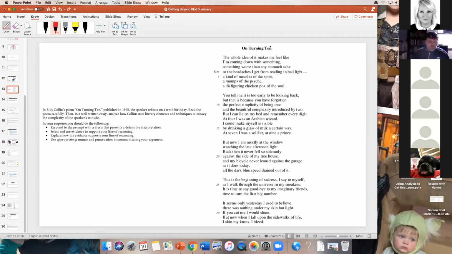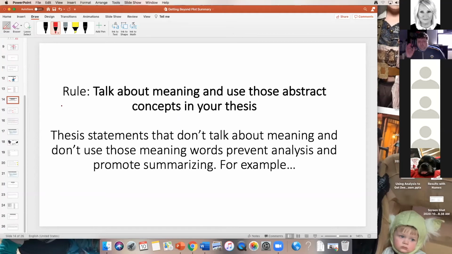Thank you, Samantha. That was wonderful. Now, if we look over here at the prompt, just to remind ourselves, we're trying to analyze how Collins uses literary techniques to convey the complexity of the speaker's attitude, okay? So, like I said, our thesis statements have to deal with meaning, and they have to deal with meaning in a certain way, because if you're writing thesis statements that are just describing the poem, you limit yourself, and it's impossible for you to analyze.